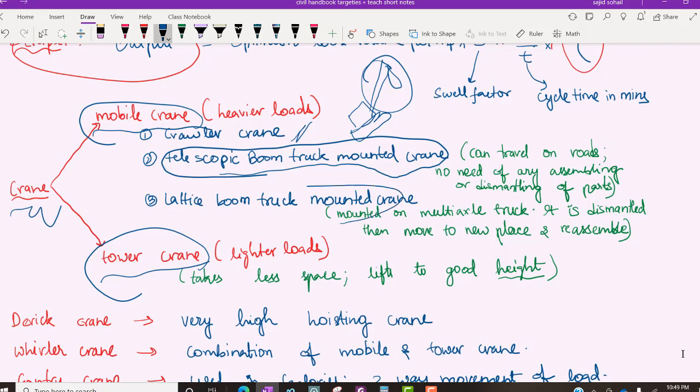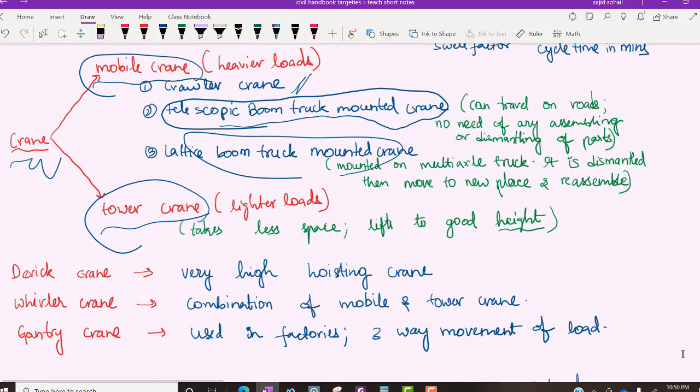Next is lattice boom truck mounted crane. This is very big, and you cannot generally use it like that on roads. You have to dismantle it, take it to the new location on road, and then again reassemble it, and then use it to lift any loads. I hope you got it. समझ में आ गया concept?